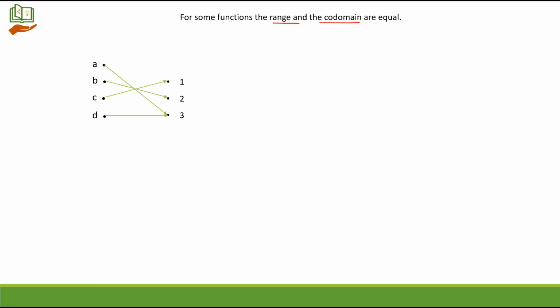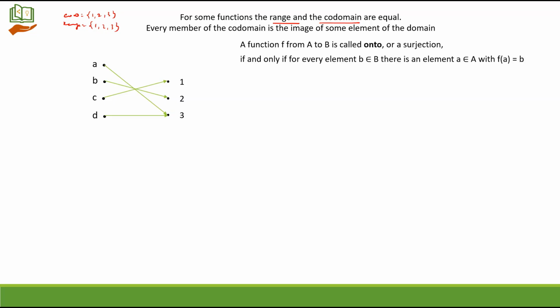On seeing this mapping, what can you understand about the codomain? We have the elements 1, 2, 3. What about the range? It is also 1, 2, 3. Every member of the codomain is the image of some element of the domain. A function f from A to B is called onto or a surjection if and only if for every element b that belongs to B, the codomain, there is an element a that belongs to A, the domain, with f(a) equal to b.